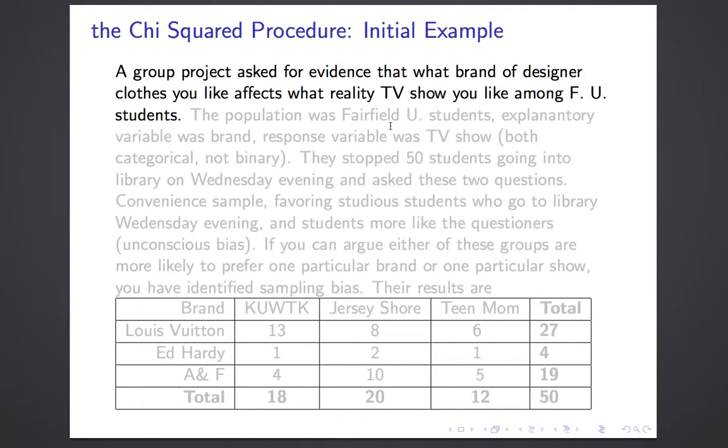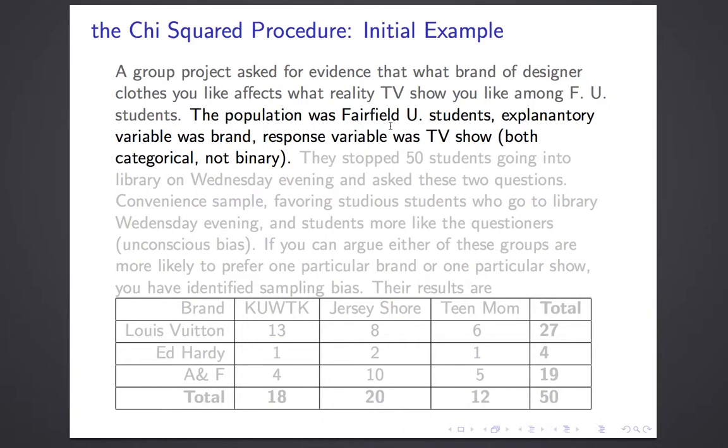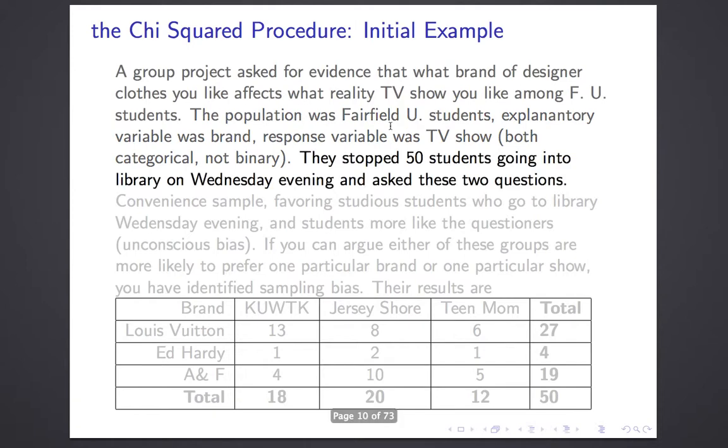So let's start with an example. This is a group project from a few semesters ago. They were interested in whether what brand of designer clothes you like affects what reality TV show you like, and they chose as your population Fairfield U students. Their explanatory variable was the brand, and their response variable was the TV show. Both of these are categorical but are not binary. They stopped 50 students going into the library on Wednesday evening, and they asked these two questions.